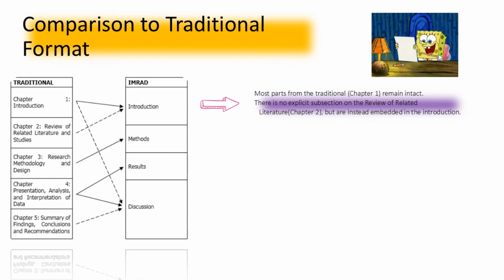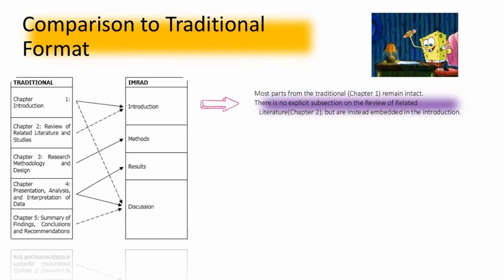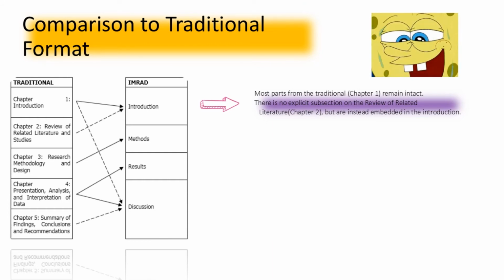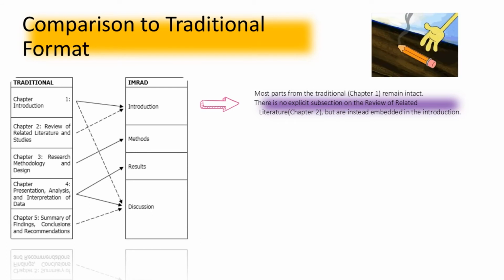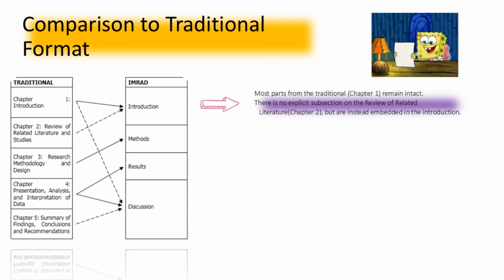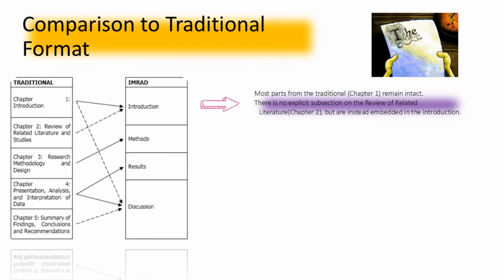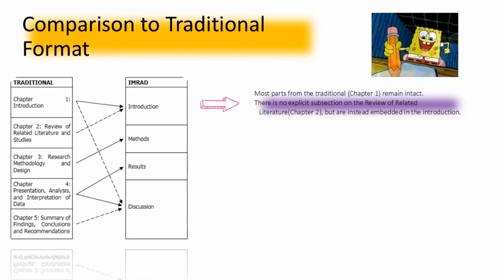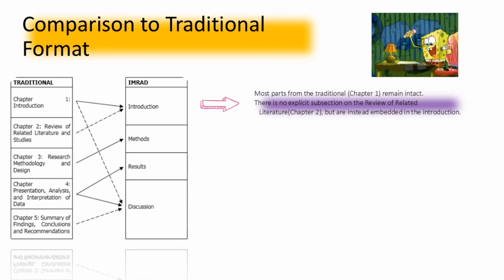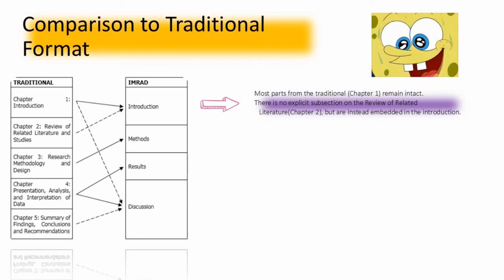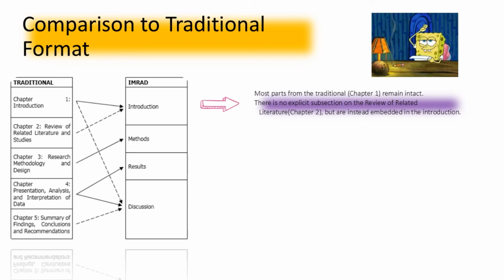So as you can see, the chapter 1 introduction is put in the introduction and may also be put in your discussion. Now your chapter 2, or the review of related literature and studies in your traditional format, will be placed also in your introduction. There is an option that you don't have to put this RRL and RRS in your introduction. Now the third one, or chapter 3 in your traditional method, which involves research methodology and design, will be put in the methods.